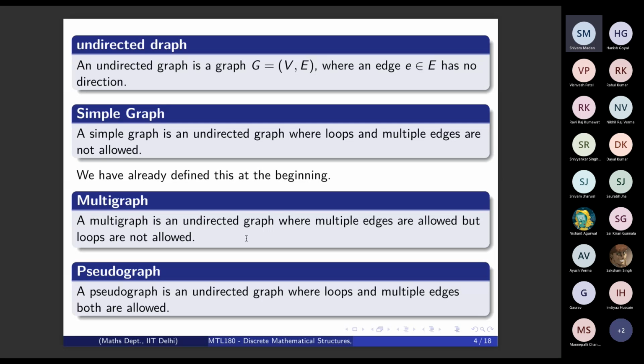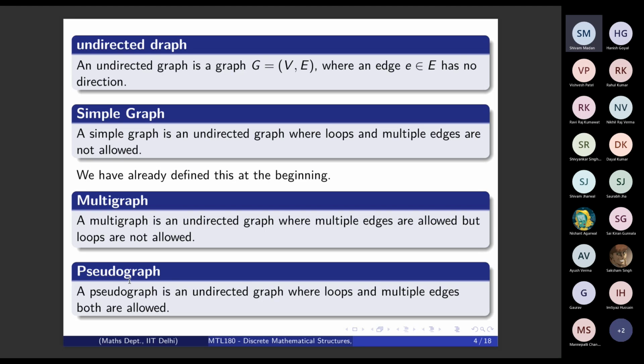So these are just terminology. You can say it is just a name. You have to remember those names. When we say simple graph, there is no loop, no multiple edges. When we say multigraph, that means only multiple edges are allowed but loops are not allowed. And when we say pseudograph, that means you can add anything. You can add loops, you can add multiple edges. So here multiple edges and loops both are allowed.